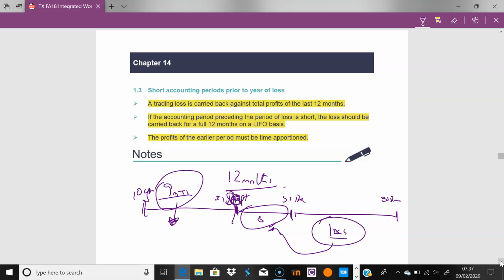So just pretending the question we're asking is, what are the profits for the last 12 months? Ultimately, we bite into the prior period. So we must time apportion what's going on over here. Right.